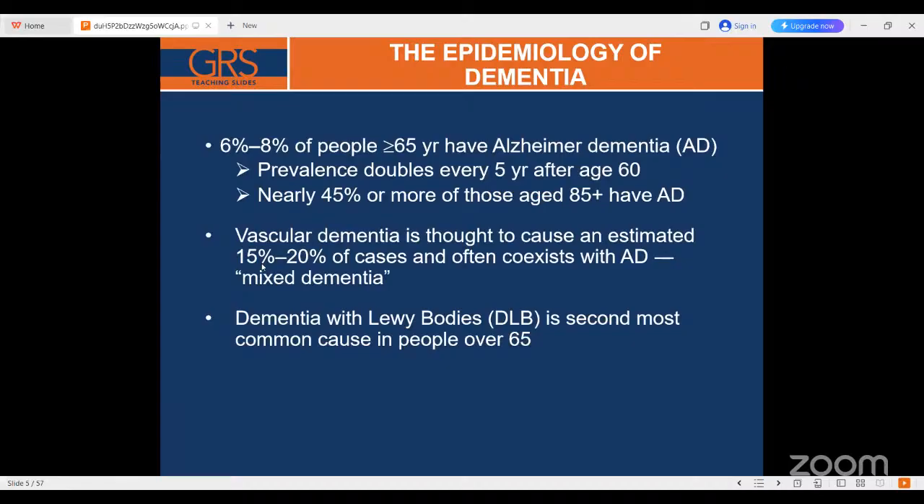So 6 to 8% of people more than 65 years old have Alzheimer dementia. This prevalence doubles with age, making Alzheimer's the most common cause of dementia, followed by vascular dementia. Sometimes vascular dementia and Alzheimer disease come together and result in mixed dementia. Then the third most common cause of dementia is Lewy body dementia, which is common in people over 65 years of age.